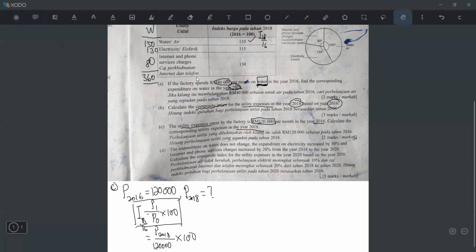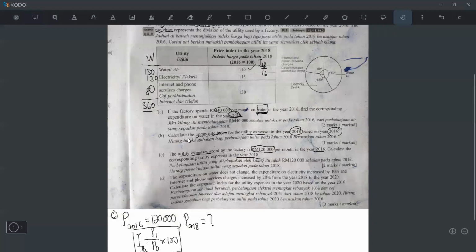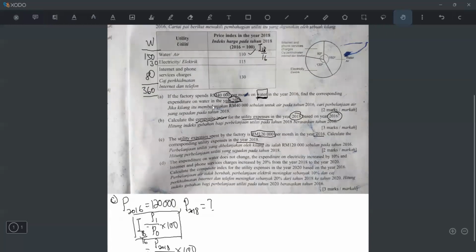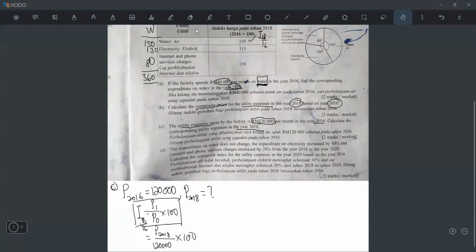The I has to be the average. Can you see, utility means I have to take the average. And the average for 18 over 16 means I will have to take this one from B. Can you see it? The average 18 over 16 is 116.25. So then you can find the price in 2018.